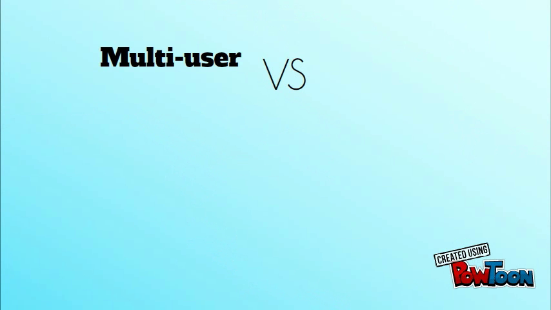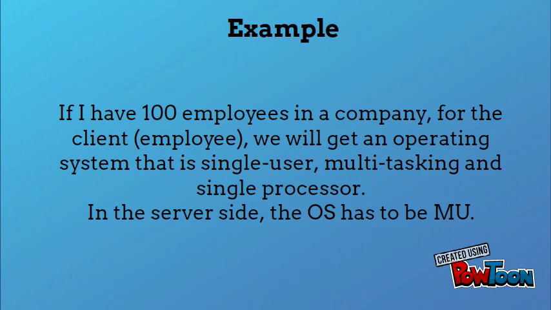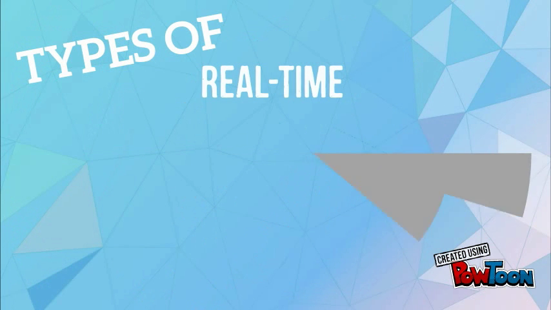Multi-user versus single user. Any microcomputer is a single-user operating system. However, a single user is a multitasking operating system. And now we have an example. If we have 100 employees in a company, for the client, we will get an operating system that is single-user, multitasking, and single-processor.